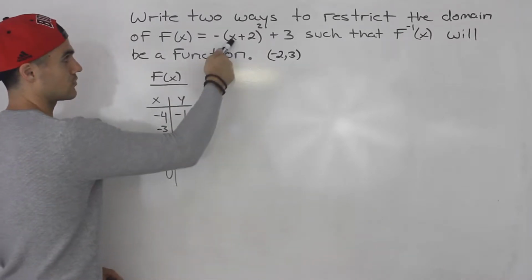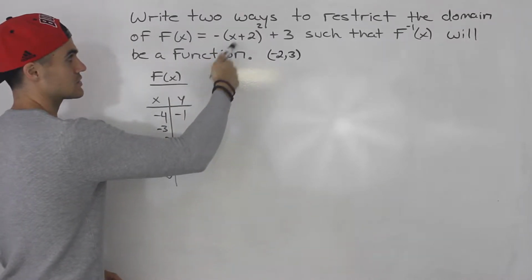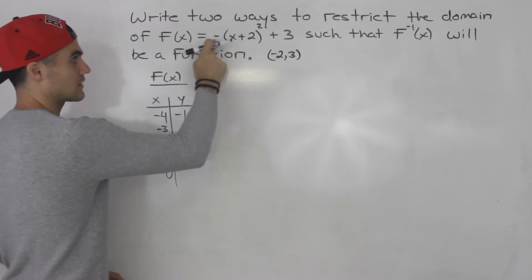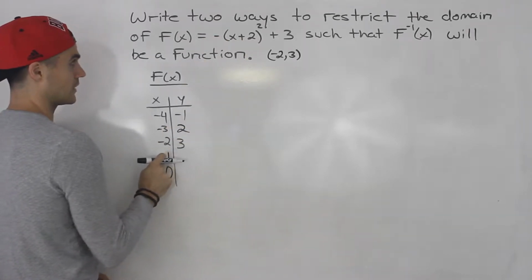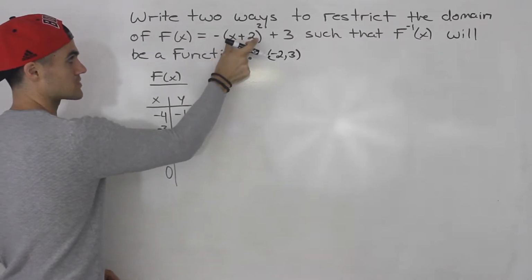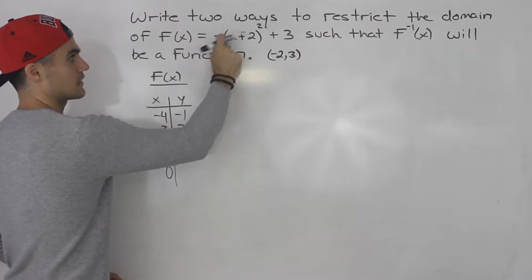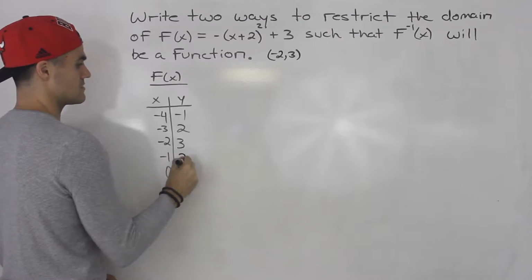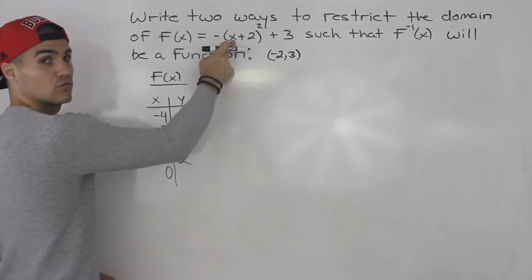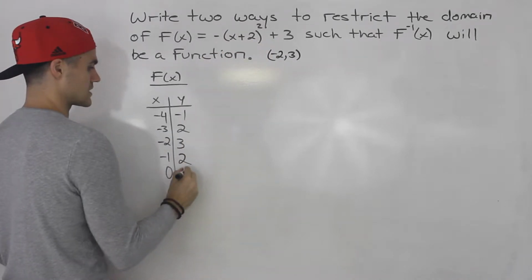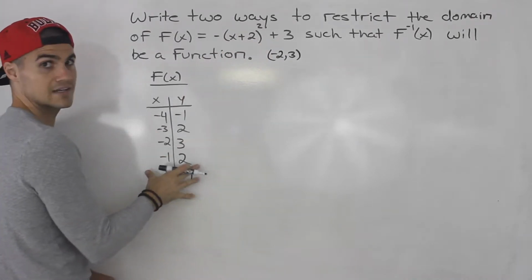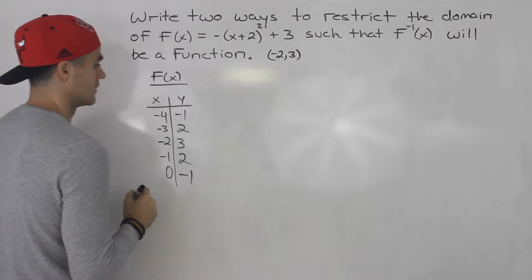If I plug in negative 3 here, negative 3 plus 2 is negative 1, squared is 1, times negative 1, so negative 1 plus 3, that gives us 2. And then if I plug in negative 1 here, that will give us positive 1, squared, times negative 1 plus 3, that gives us 2 again. And then if I plug in 0 for x, that will give us 4, negative 4 plus 3, that gives us negative 1. So notice how it's nice and symmetrical.